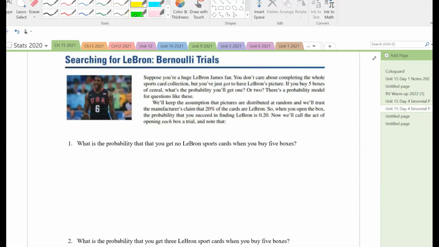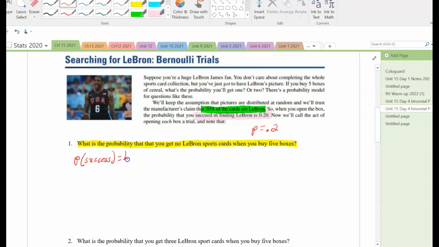Well, I'm going to summarize the question of interest. So in the cereal box they put basketball cards, and it says that 20% are LeBron James cards that I just highlighted in green. So the probability that you get a LeBron's card is 0.2. So I'm going to write p is equal to 0.2. And we want to know what is the probability that you get no LeBron sports cards if you buy 5 boxes.